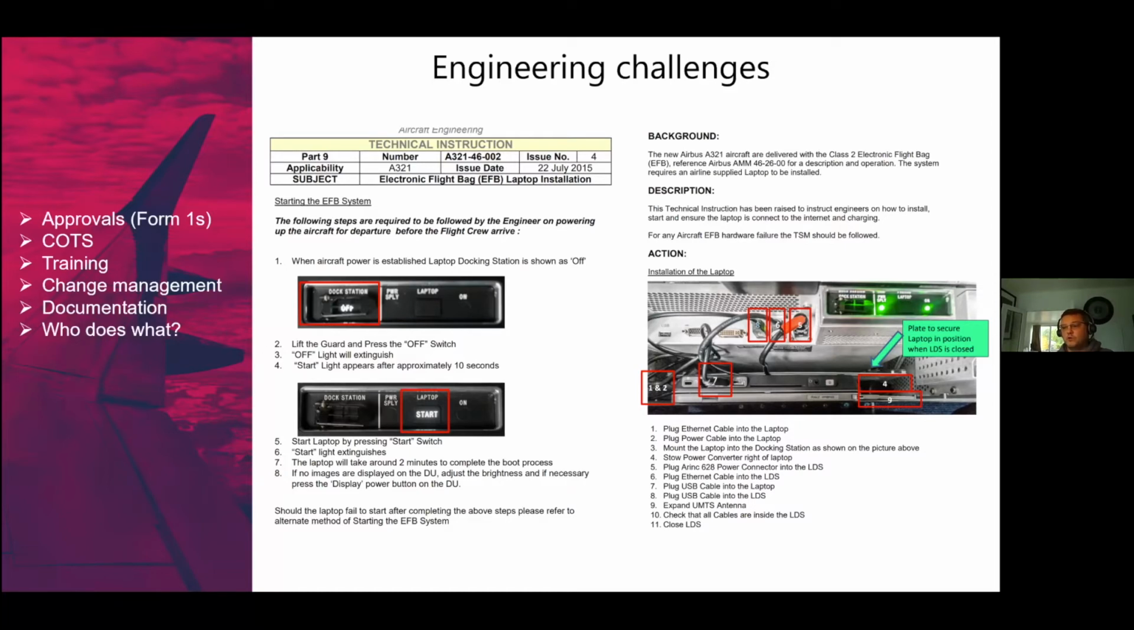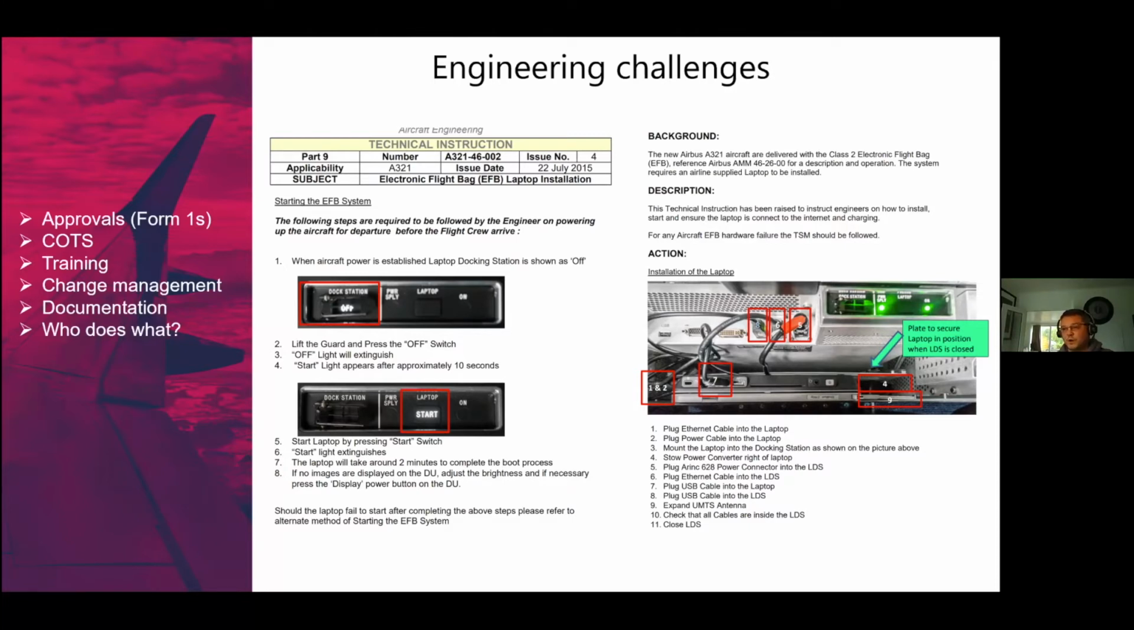So your approvals have to be well written. They have to be well understood by the engineering audience. They have to understand the commercial off-the-shelf product, and they have to be able to adapt to that. More training was required, so therefore change management was required from an engineering perspective, not just a pilot perspective. And airlines had to manage that change amongst their employees. It had to be documented. So this documentation that I wrote back in 2015 had to be approved and be part of the technical manuals.